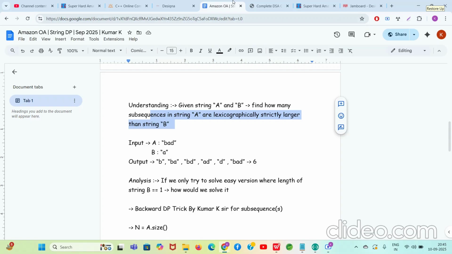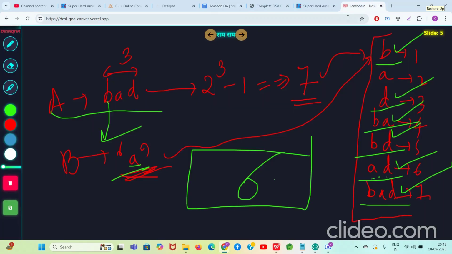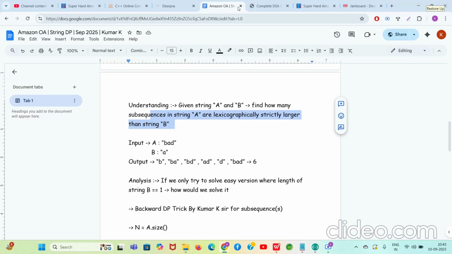So I will be directly jumping to the solution, but still I will give you a small hint. The first thing which should come in your mind is how to solve this problem if the string B has only one character, because even for one character the solution is very difficult. Obviously it involves the backward DP trick for subsequences, which I've taught in my course and training. You will not find it in standard DSA sheets and the standard DSA questions. So this is a very nice OA and CP trick, by the way.